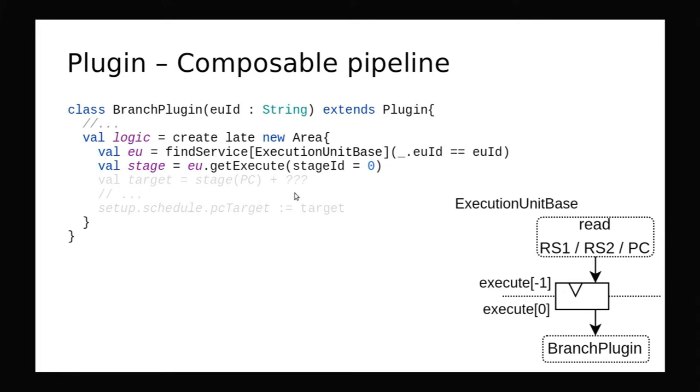So there was also the concept of having composable pipelines. And here is an instance. For instance, the branch plugin will need to calculate where the branch has to go. To do that, it will retrieve the execution unit base with the same ID as us, like in the previous slide. And then it will ask the execution unit to provide the stage from the pipelining API, which represents execute stage 0. You could implement your branch plugin over multiple stages, and here you ask for the pipelining API representation of a given stage. And then you can use, for instance, the program counter key to access the value of the program counter, which was inserted by the execution unit base above in the pipeline, and drive the schedule interface.